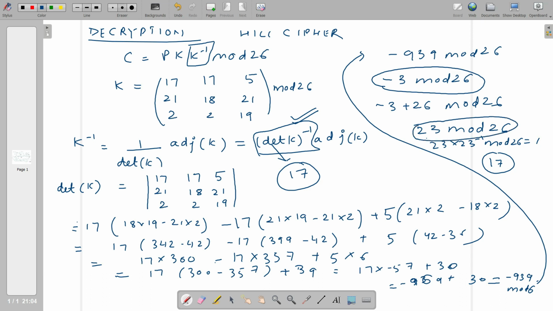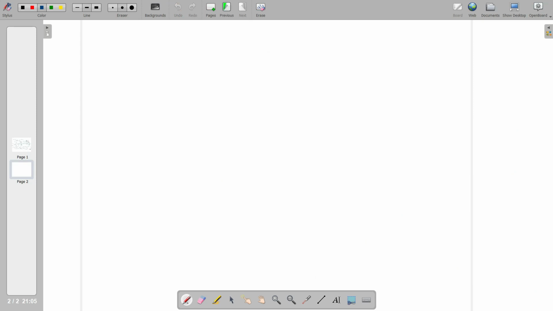So it is 23, and this is under mod 26 operation. So we need to calculate the inverse also under mod 26 operation. And we have discussed so many algorithms to calculate it, like the extended Euclid algorithm. You can calculate the inverse using the extended Euclid algorithm also, and that comes out to be 17. So up to now we have done this calculation. Now let's come to how we can calculate the adjoint of k.